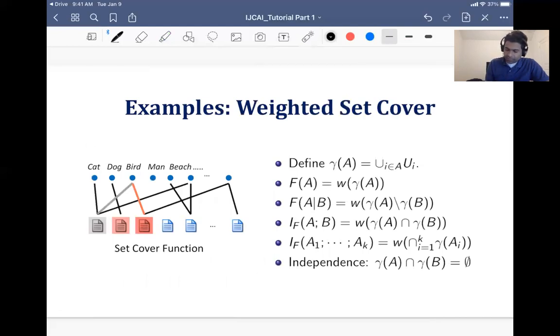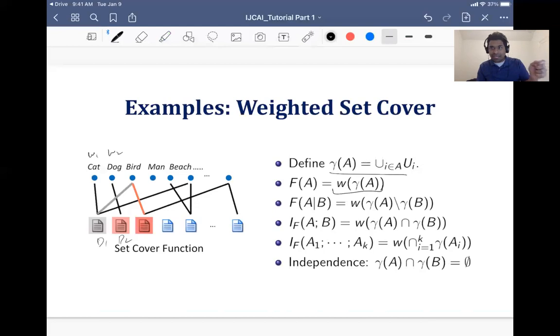So let's take a look at weighted set cover. You recall that you have a set of documents D1, D2, and each document covers a certain set of concepts. Now you can define gamma A as my covered set of concepts, and f of gamma A is nothing but a weighted covered set. I forgot to mention this, but when you're looking at set cover, you can also associate weights with my concept space. Imagine you're doing summarization and you have your words and you want to find a summary that covers as many words as possible.